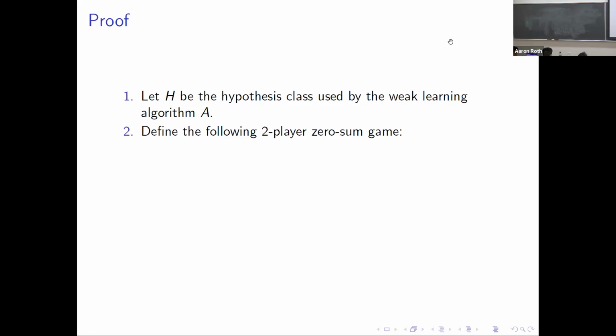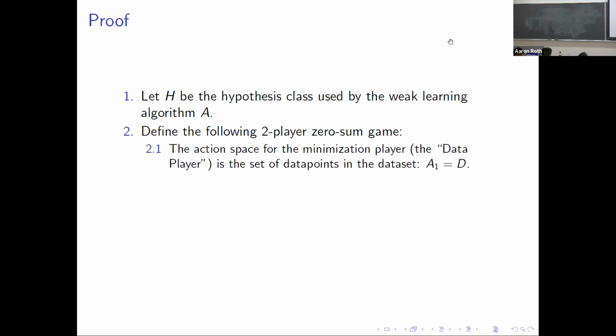And so what I want to do is define the following two-player zero-sum game. What do I need to do to tell you a two-player zero-sum game? I need to tell you who the players are. There are 2 of them. I need to tell you what their action sets are. And I need to tell you what the function is that the minimization player wants to minimize and the maximization player wants to maximize.